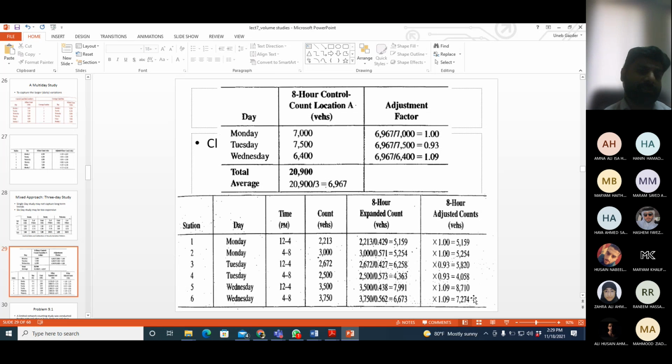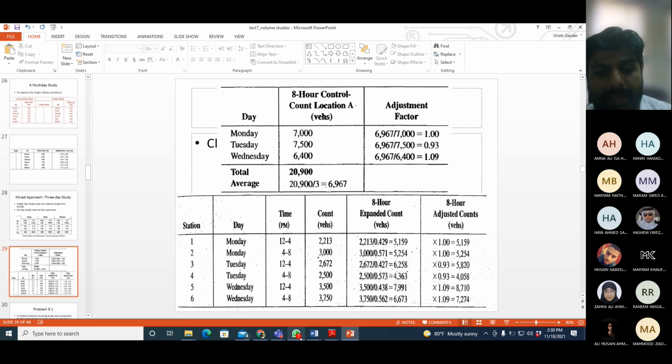Average 8-hour count for each location. So this example is basically a combination of what we have done in the previous two examples. The example which we did in the last lecture, we were converting 1-hour count to 8-hour counts. This is there, converting 4 hours to 8 hours using expansion factors. And in the last example which we did today, we converted the count of one day into average count, and this is done here as well. So this example is good in that aspect.